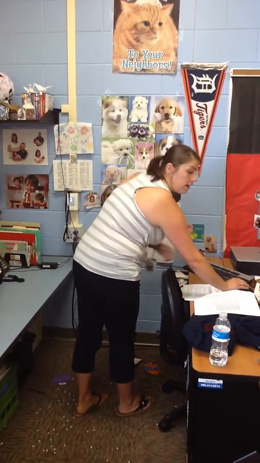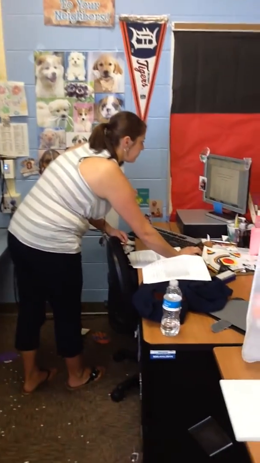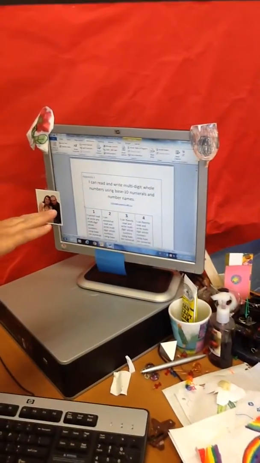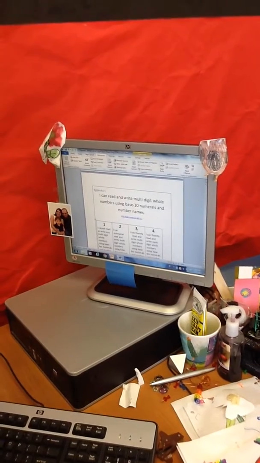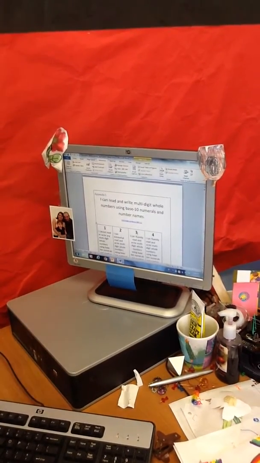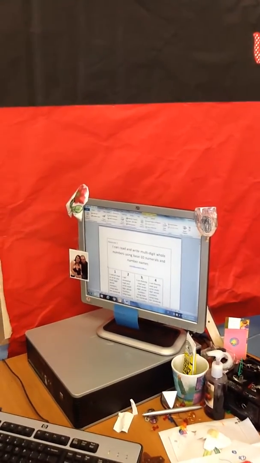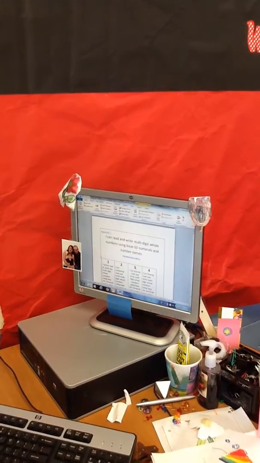Before the lesson even begins, the students will rate themselves on a 1 to 4 scale, where they will see the I can statement. Every student will have one of these on their desk, and it will also be projected on the screen, which is currently down, and on my whiteboard.